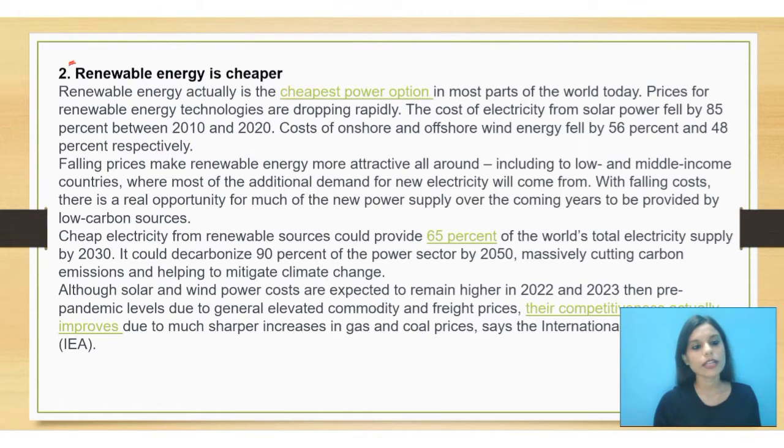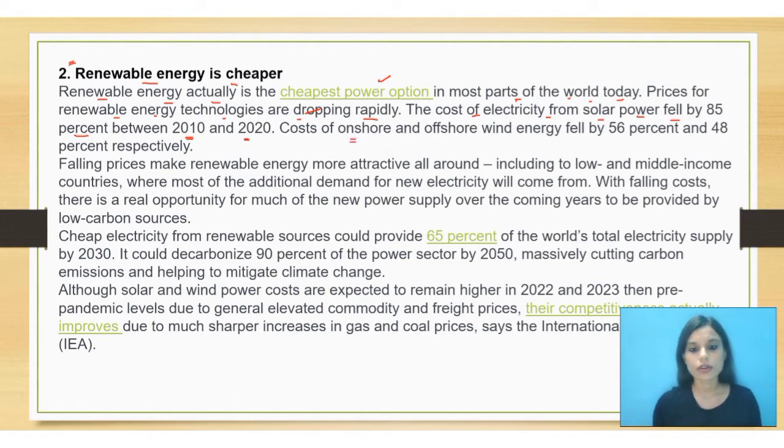Secondly, renewable energy is actually cheaper. Renewable energy actually is the cheapest power option in most parts of the world today. Prices for renewable energy technologies are dropping rapidly. The cost of electricity from solar power fell by 85% between 2010 and 2020. Give certain statistical data also, because these will leave a very good impression on the person who is checking your paper.